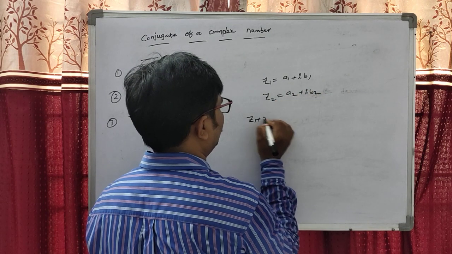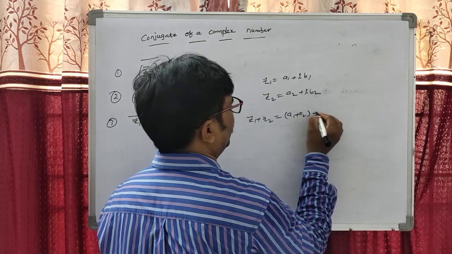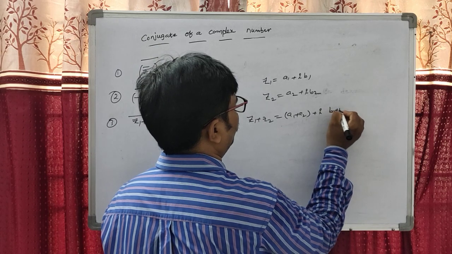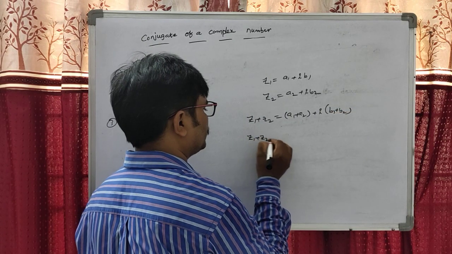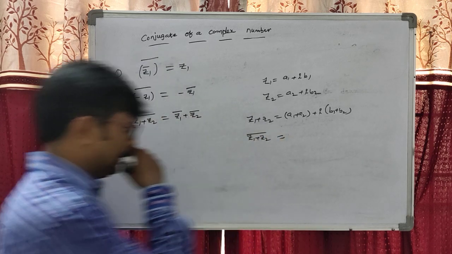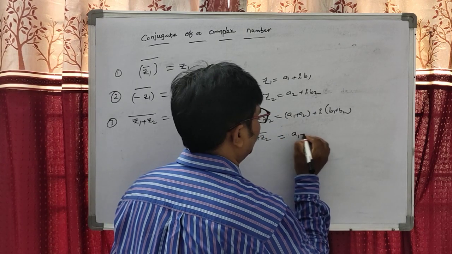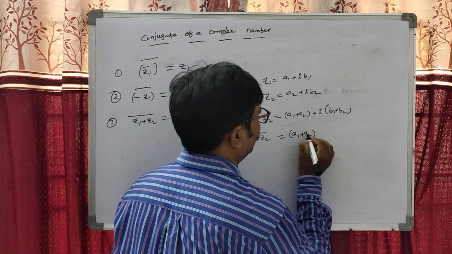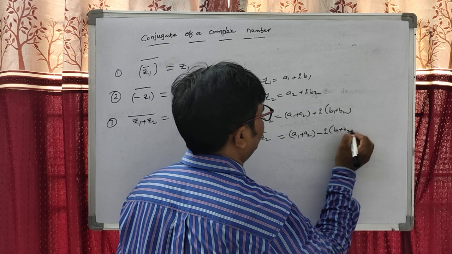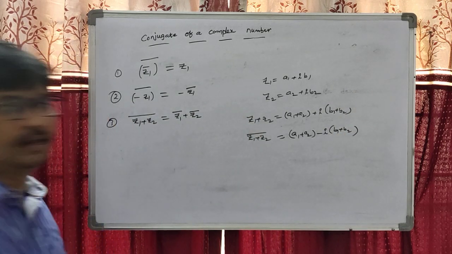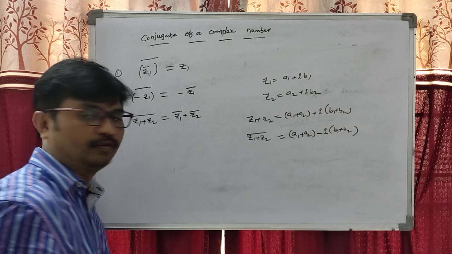z1 plus z2 is, first we add the real parts, with i common, b1 plus b2. Therefore, students, (z1 plus z2) whole bar equals, we take the minus sign, a1 plus a2 minus i into (b1 plus b2). This is the conjugate of z1 plus z2.